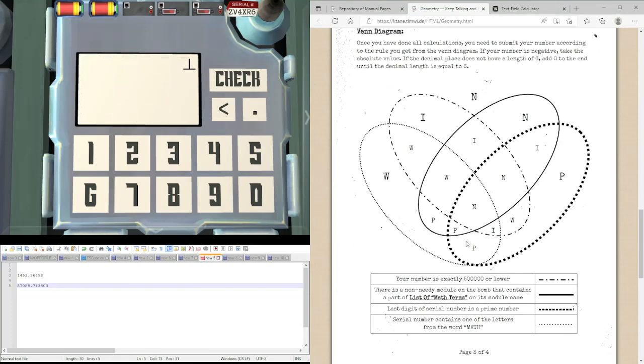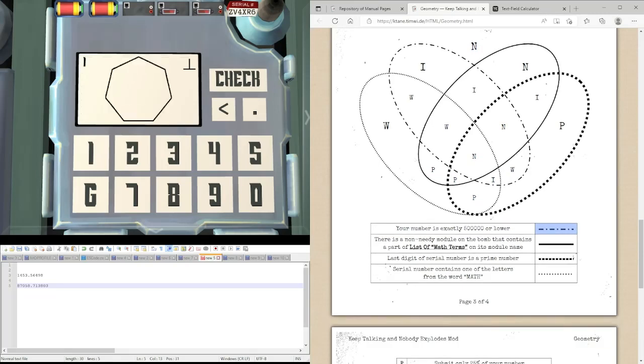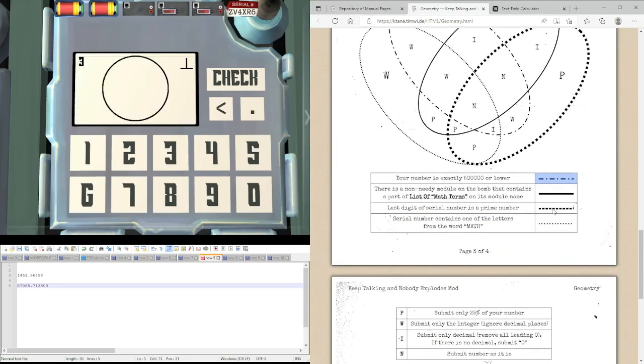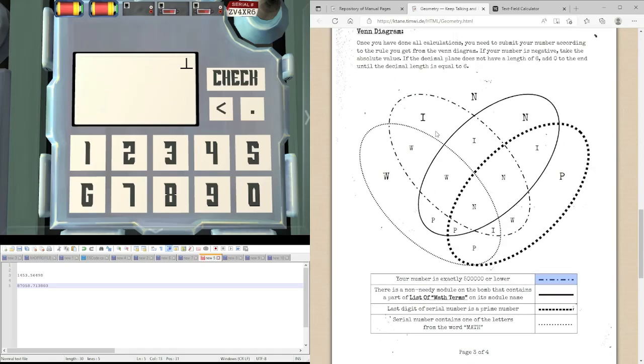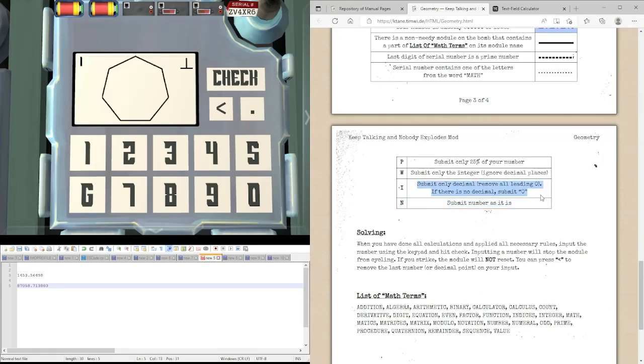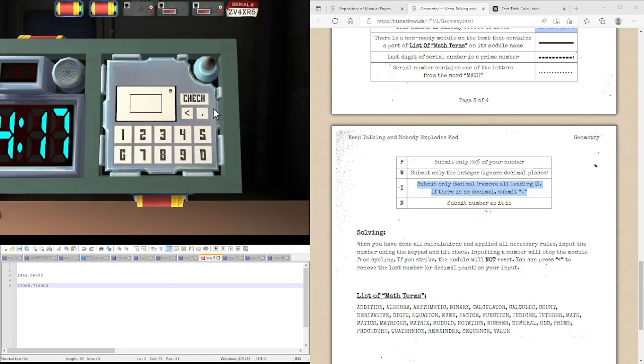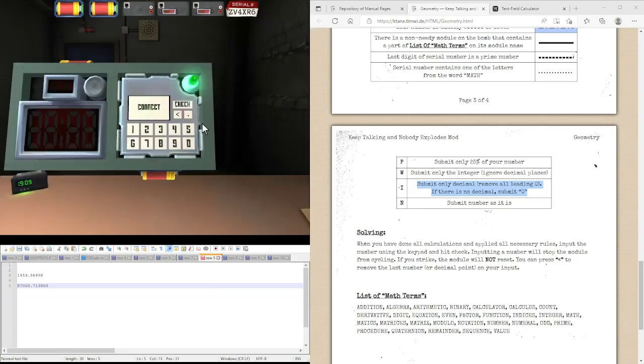So now let's use the table. Our number is less than 500,000. We still don't have a module in the maths terms. The last digit of the serial number is not prime, and it does not contain a letter in math. So again, we're only submitting the decimal. This time we actually do have a decimal. So we're going to be submitting 713,803, and if we've got it right, we get its own module.